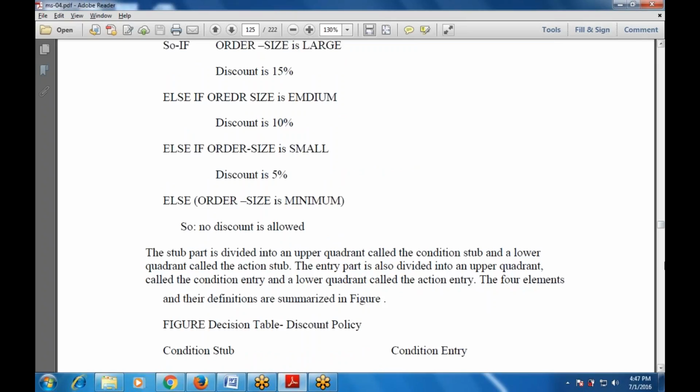So the stub part is also divided into 2 parts. One is the condition stub, and the lower stub is known as the action stub. And the entry part is also divided into the upper quadrant known as the condition entry and the lower quadrant known as the action entry. And the 4 elements and their definitions, we can summarize in the table. That is, what are the various 4 elements and their definitions.